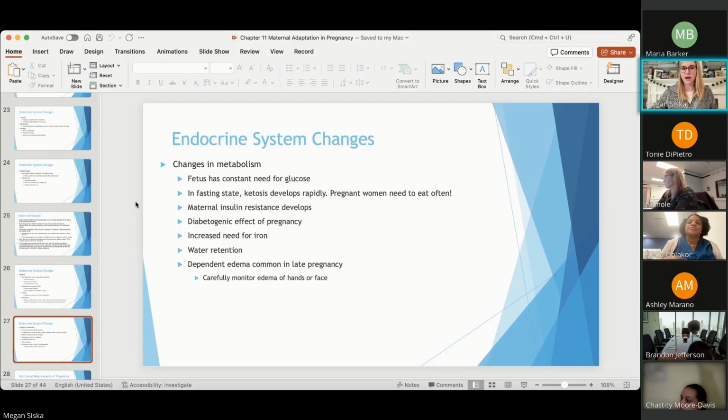We have that water retention aspect, so it's really common to have edema, especially in the lower extremities. We get concerned when mom's having a lot of edema in her face or her hands. That could be a little bit more concerning for things like preeclampsia. So we'll talk about that as we go on.